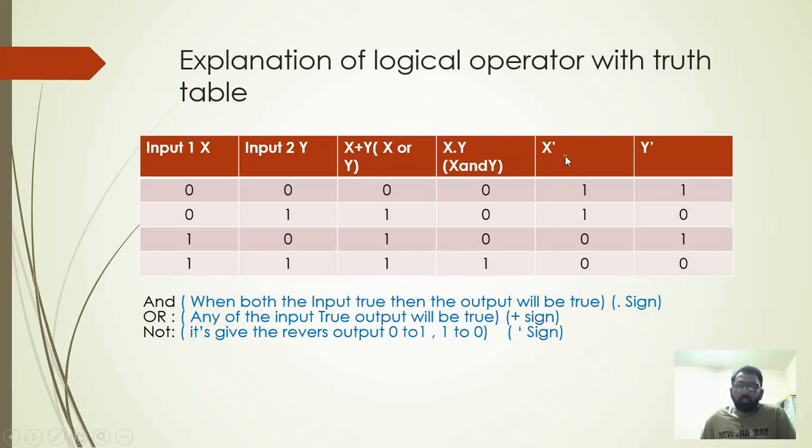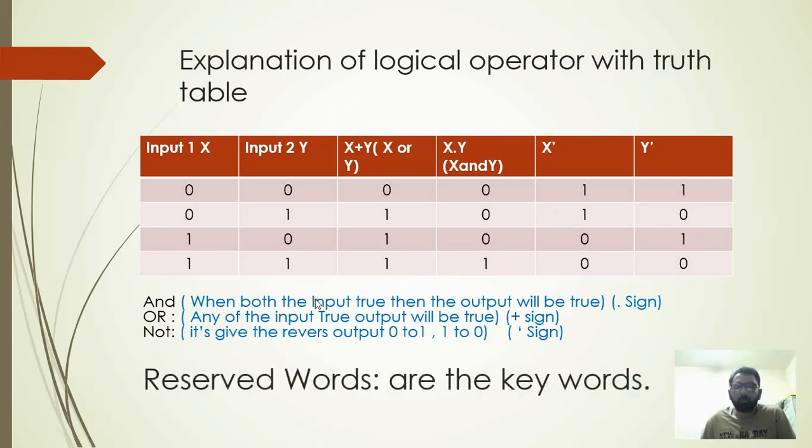In the last, we can see here x negation, y negation. It will give you the reverse value. If there is a 0, the answer will be 1. If there is a 1, the output will be 0. So these are the logical operators I have explained to you. We will use them in different programs.